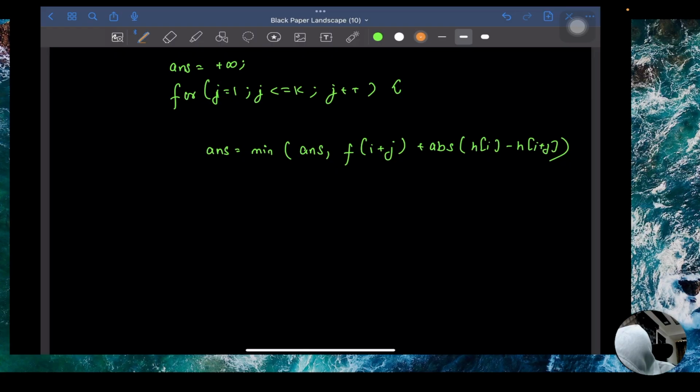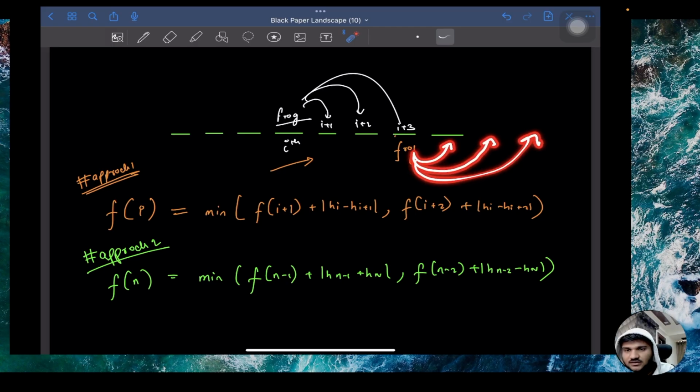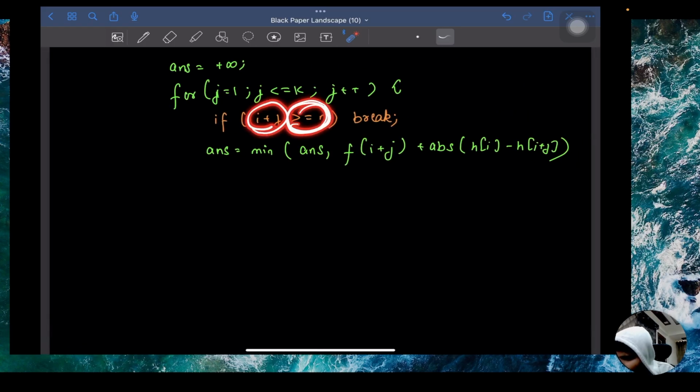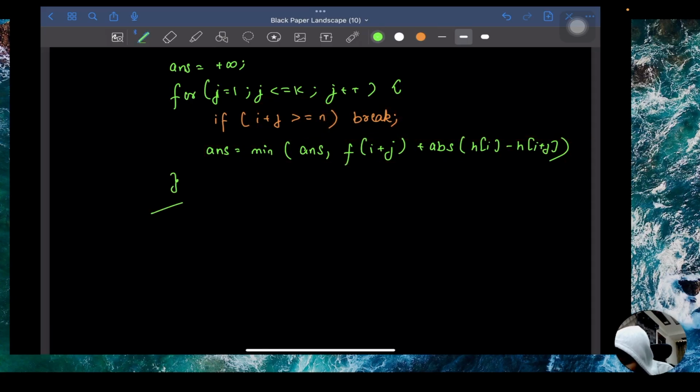We just need to put a corner check that if I plus j becomes greater than or equal to n, that is the size of the given set of stones, then we will break, because in that case we won't have anything. For example, if the frog is sitting on the last stone, then you can only make a jump to I plus 1. There is no point of making a jump to I plus 2 or I plus 3. We cannot make these jumps. So if I plus j becomes greater than or equal to n, we are going to break. Otherwise, we are going to get the answer from here. That's it. Everything else is going to be the same.